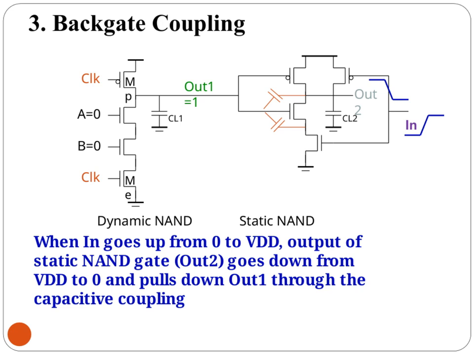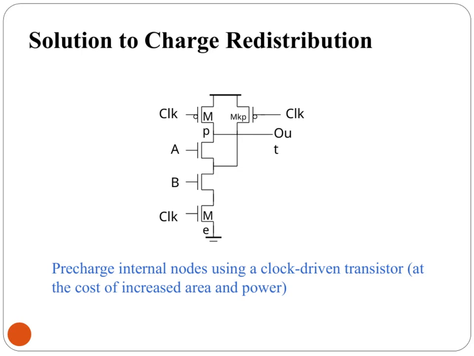Here, we're focusing on the solution to charge redistribution, which is a common challenge. The key idea is to pre-charge internal nodes using a transistor controlled by a clock signal. This approach helps stabilize the charge distribution before the next operation, ensuring more reliable performance. However, it's important to note that implementing this clock-driven pre-charge transistor does come with trade-offs. It increases both the area required on the chip and the overall power consumption. Despite these costs, this technique is crucial for managing charge redistribution effectively in many circuit designs.